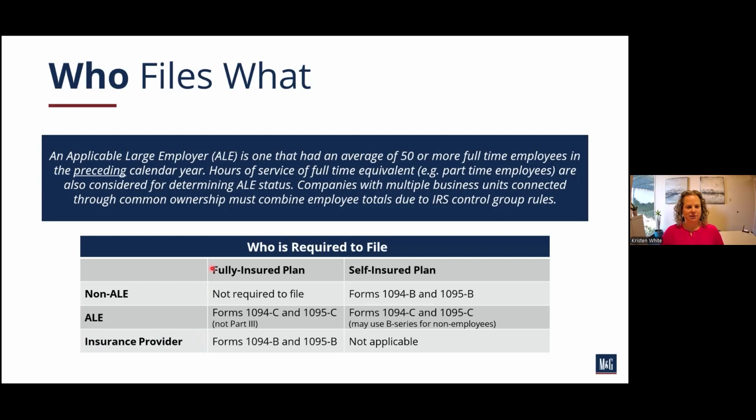We'll start on the left here, fully insured plans. So for our fully insured plans, the carrier will provide what's called these B series forms. But if you are a large employer, we've discussed an ALE, then you also need to file a set of forms. So this is where most of our folks are going to fall. Fully insured ALE. So that means there's going to be 2 sets of reporting happening. So your employees are going to get 2 sets of forms, the IRS is going to get 2 sets of reporting. So you have to do your own set, and the carrier does a set.